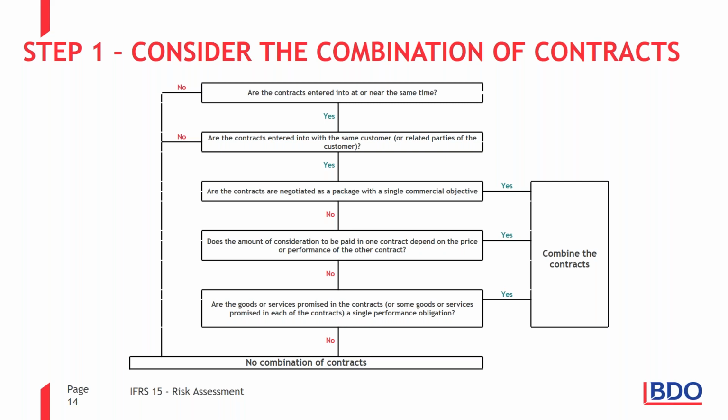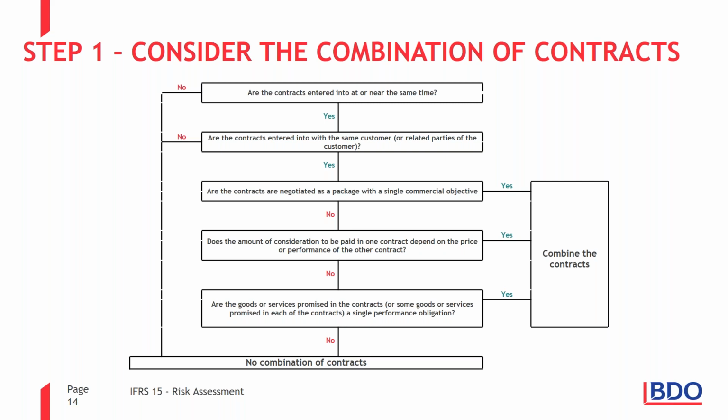Or maybe you said no, but the next question: does the amount of consideration that you pay in one contract depend on the price or performance in another contract? Again, there's interdependency, so you have to combine it. And the last one: are the goods or services promised in these different contracts actually a single performance obligation? And therefore we should consider it as one.